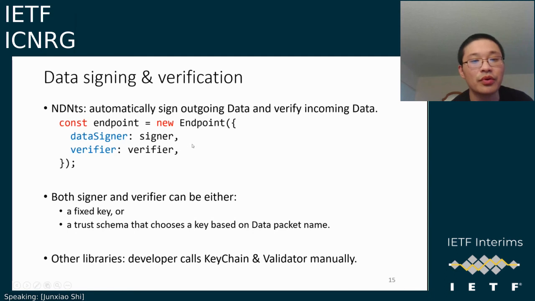All you need to do is provide the signer and the verifier to the endpoint constructor. And then your lambda function or your consumer does not need to do that anymore because the library will handle it for you. NDNTS supports both signer and verifier. They can be either a fixed key or a trust schema that chooses a key based on the data packet name. For other libraries, the developer has to call the keychain and validator manually. And all those are small things, but they lead to a lot of code repetition. And with NDNTS, you can eliminate repeated code.